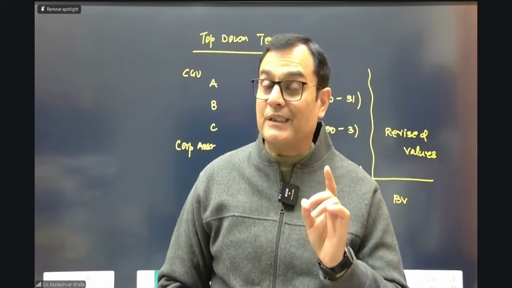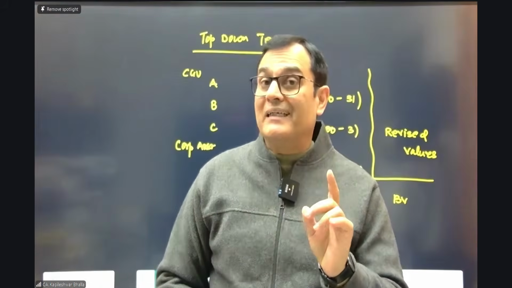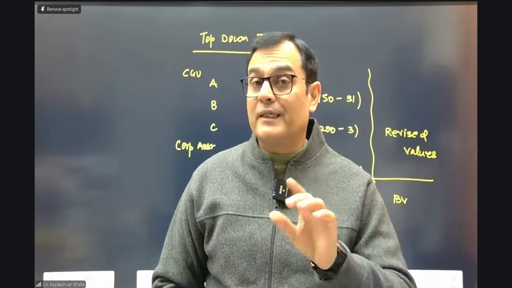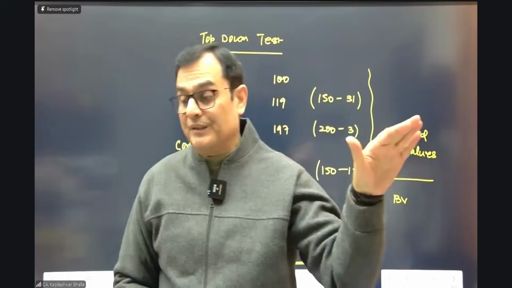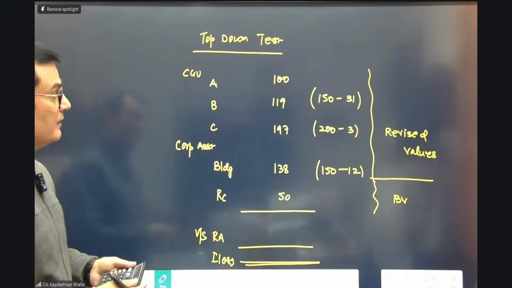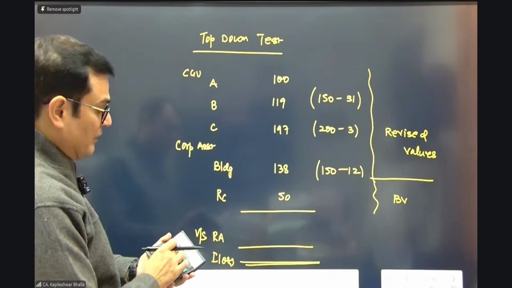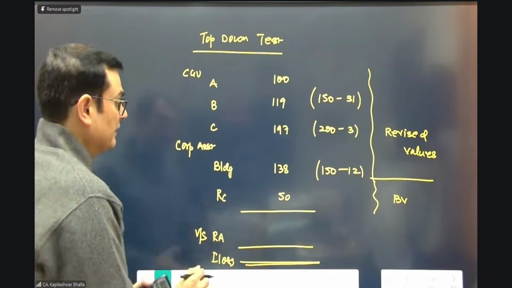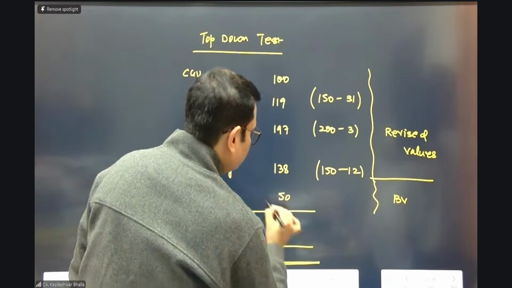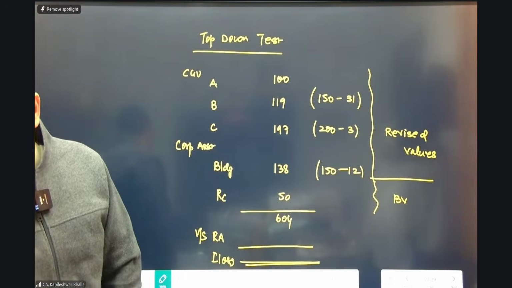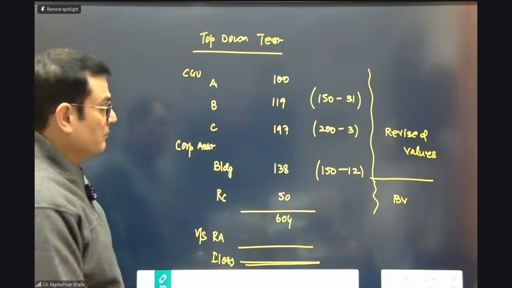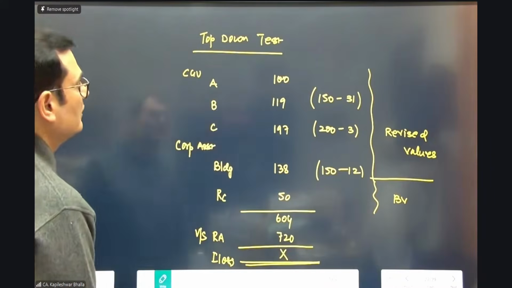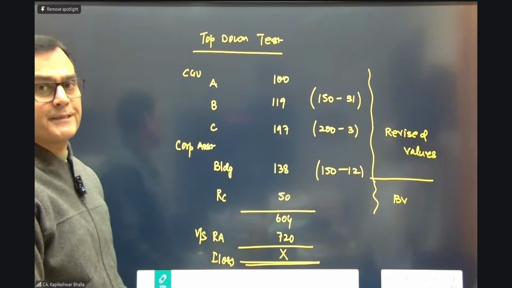It gets allocated to A, B, C, corporate assets, building, research center, everything. So once you get an impairment loss in the bottom-up, top-down test, allocate it to every asset within this. So this comes to 200 plus 119 plus 197, 138 and 50. This is 604. And if you look at the recoverable amount, it is appearing at 720. So there is no impairment loss in the top-down test.